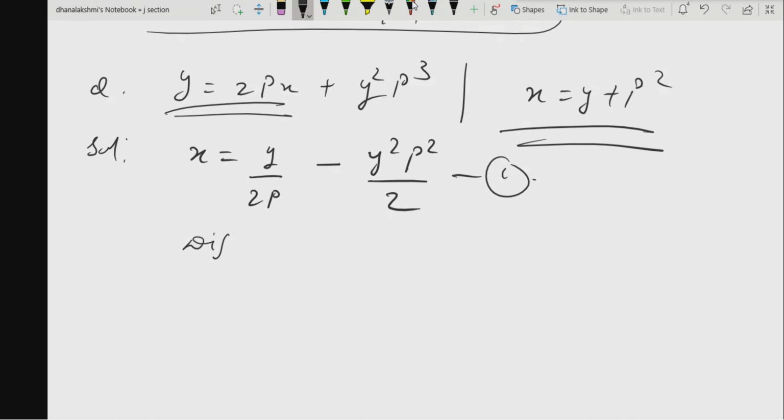So differentiate equation 1 with respect to y. Whenever you are solving for x, you have to differentiate with respect to y. On the left hand side you will get dx by dy, which will be 1 by p. On the other side, if you differentiate, 1 by 2p stays as it is, differentiation of y will be 1, then minus y as it is, and differentiation of this p will be what?